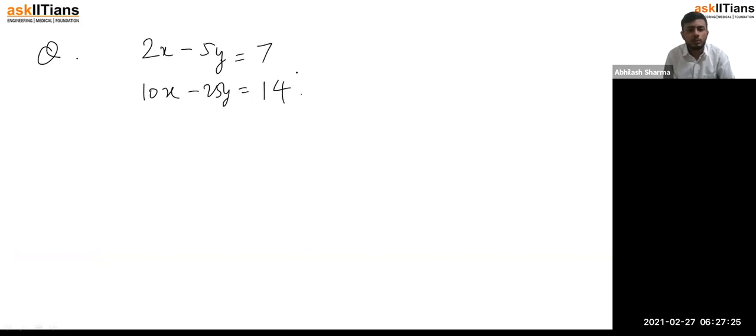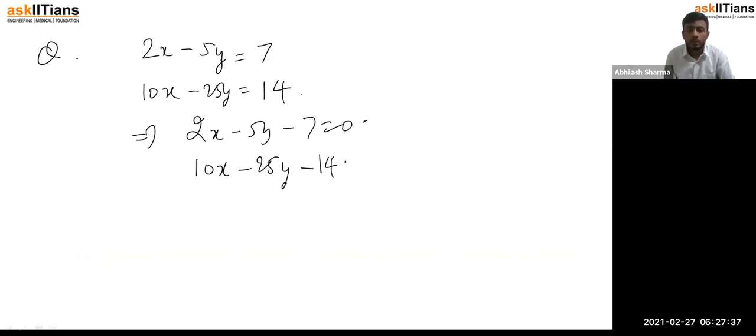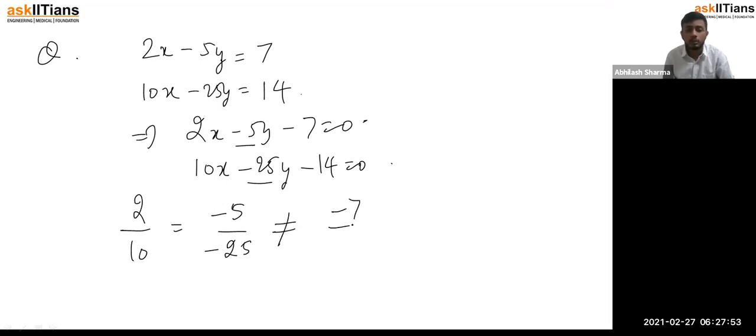Now, easily you can observe that if you want to write this in standard form, it will become 2x minus 5y minus 7 equal to 0. This equation, on the other hand, becomes 10x minus 25y minus 14 is equal to 0. And then we can easily observe that a1 by a2 is equal to b1 by b2, correct? b1 is minus 5, b2 is minus 25. But this is not equal to c1 by c2.